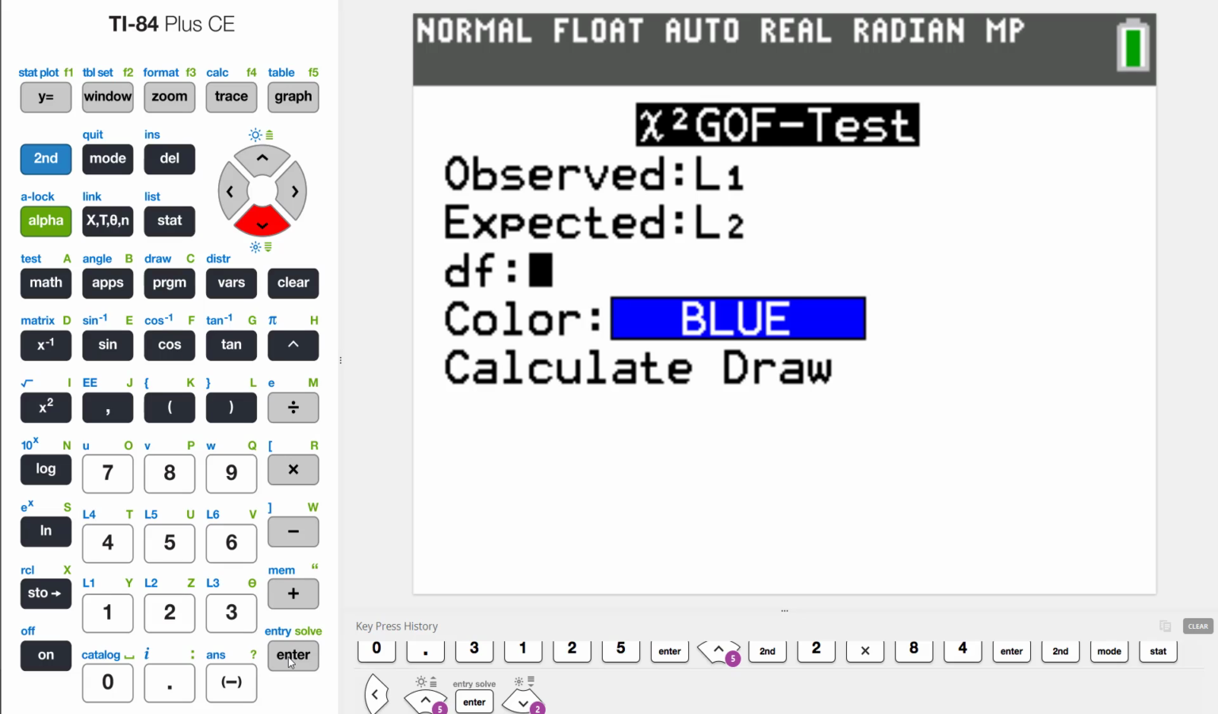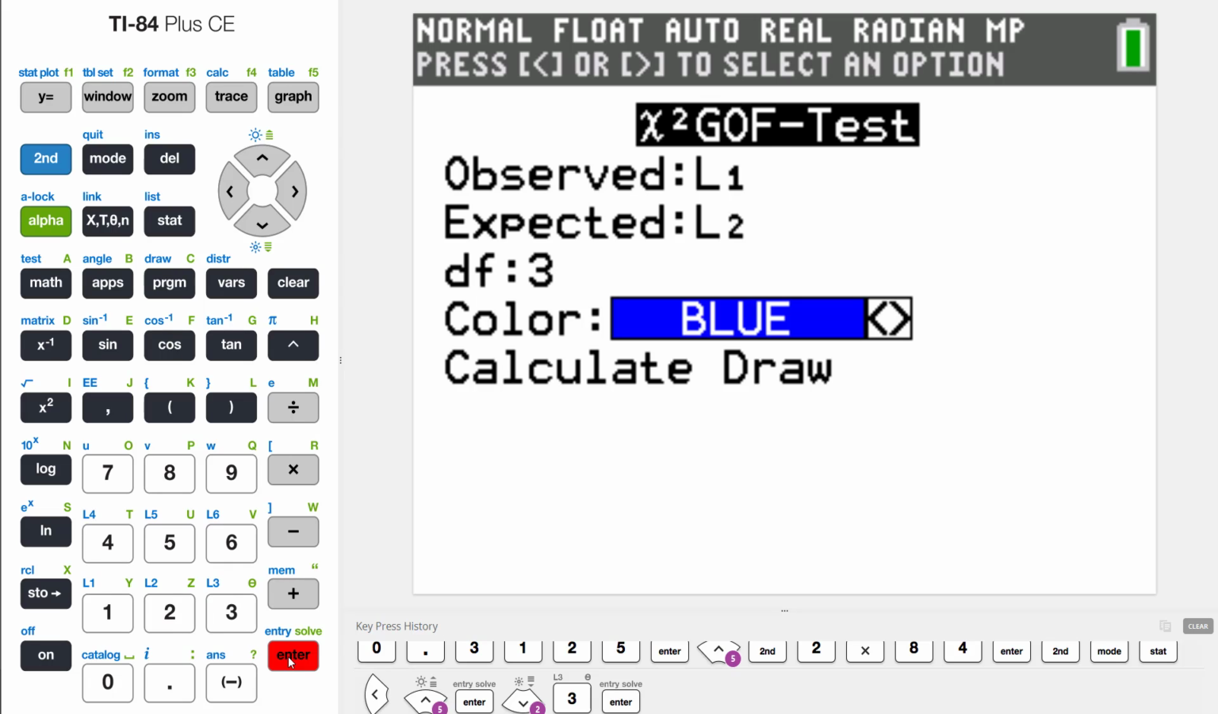Now, if you remember, the degrees of freedom is always 1 less than the number of counts being compared, and here we're comparing a total of 4 different categories. So our degrees of freedom would be 4 minus 1, otherwise known as 3.